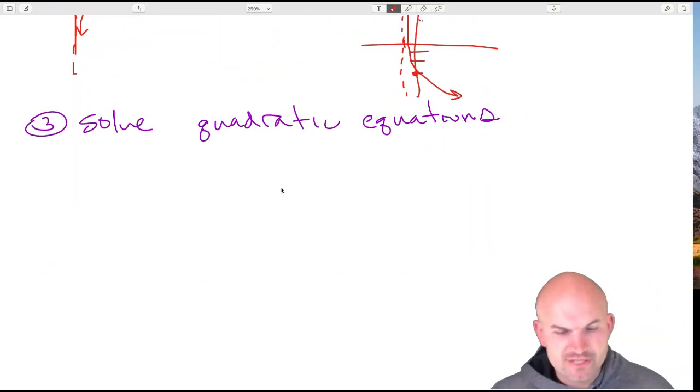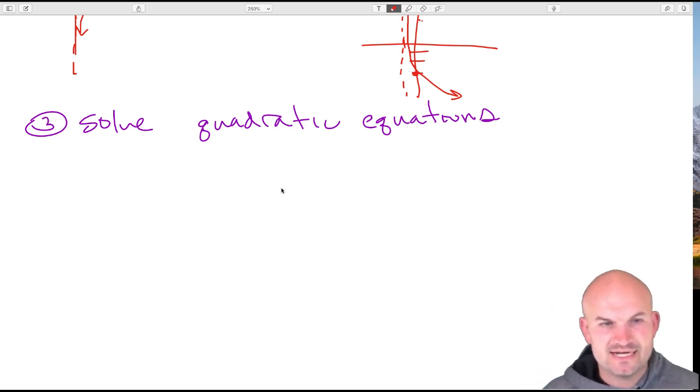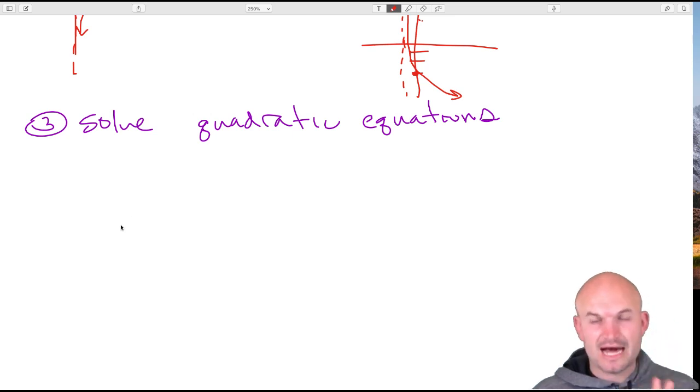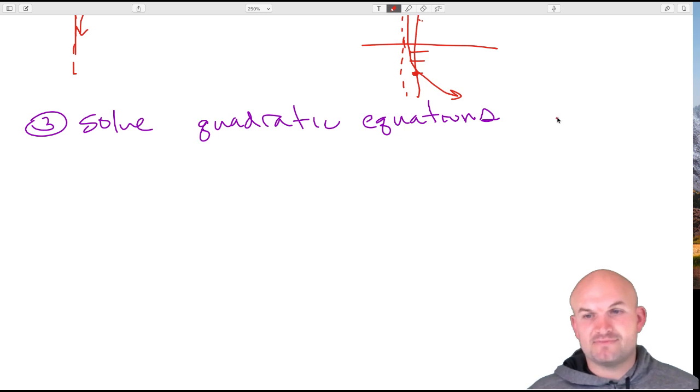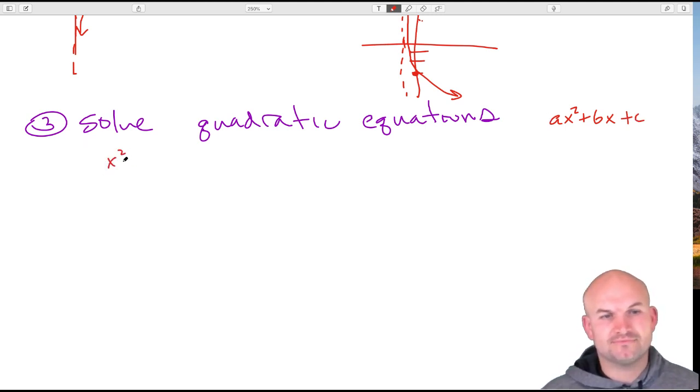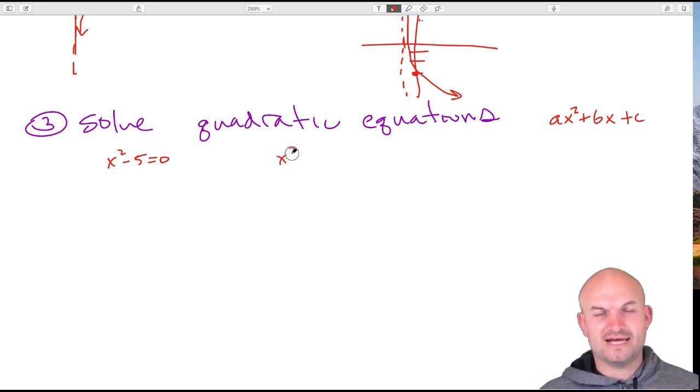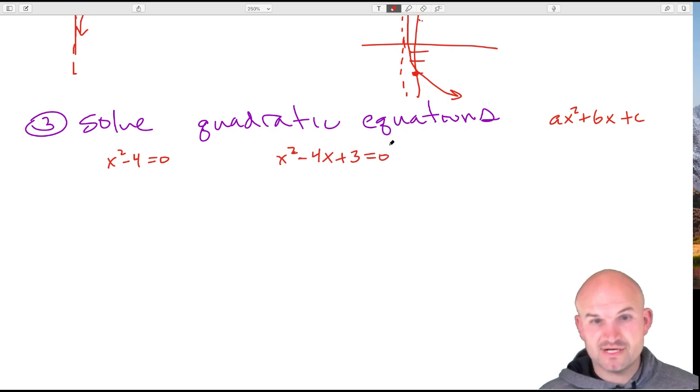All right, so solve quadratic equations. I'm just going to work my way up. I'm just going to make up some problems, and I want to explain some things because there are some very, very common issues that I have seen a lot. So we have ax squared plus bx plus c. Okay, so let's do x squared minus 5 equals 0. I'm just going to make this factorable. You could do 5, but I'll try to keep things fairly basic. Let's do x squared minus 4x plus 3 equals 0.